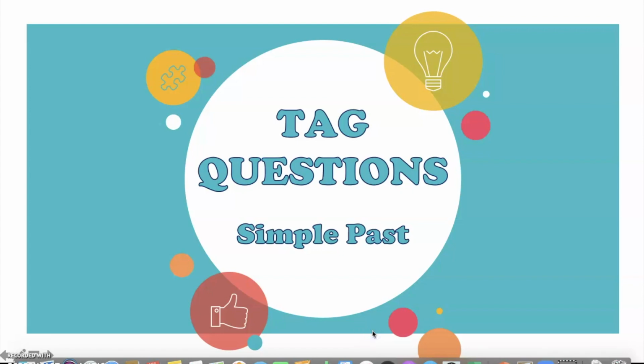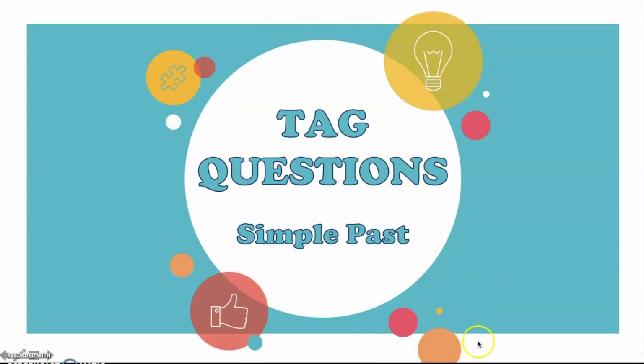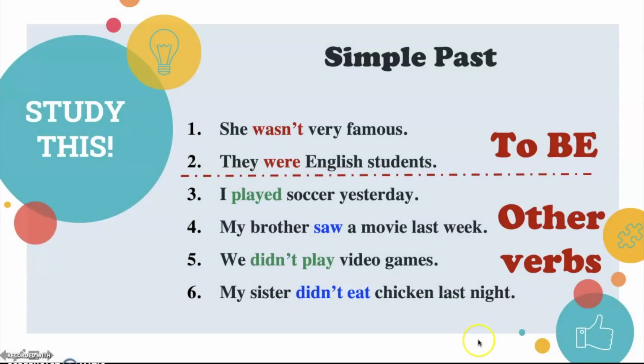Hello guys! In this video, we are going to continue working with tag questions, but in this case, using the simple past. So let's start. Here you have some sentences with the simple past. As you can see, the simple past as well as the simple present is divided into groups. One of the verb to be and the other one with other verbs.